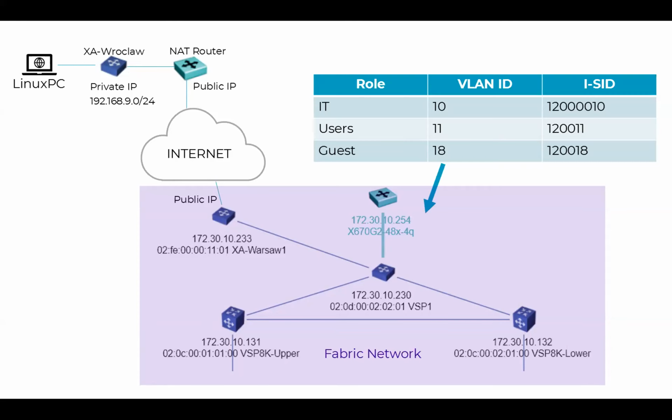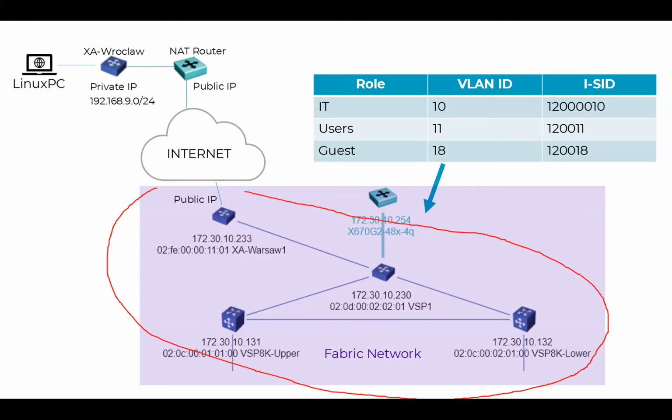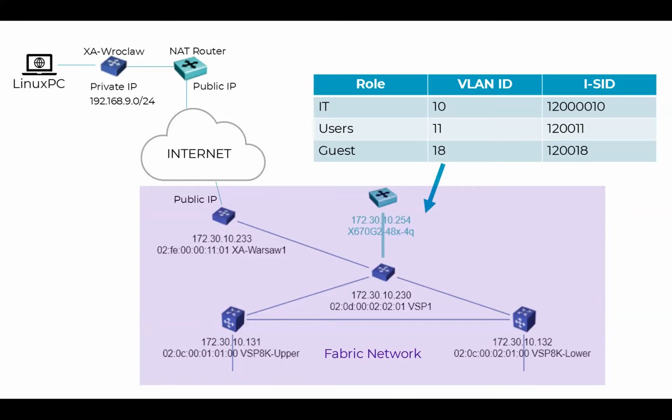We have the well-known part of the map of our lab in Warsaw. Everything here, which is mentioned as Fabric Network, is inside our lab in Warsaw. So everything here is in Warsaw. And here I have some services configured already. Here you can see the VLANs. Those three are examples: I have the IT VLAN, users VLAN, and guest VLAN.